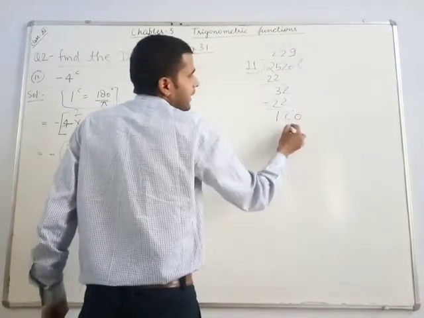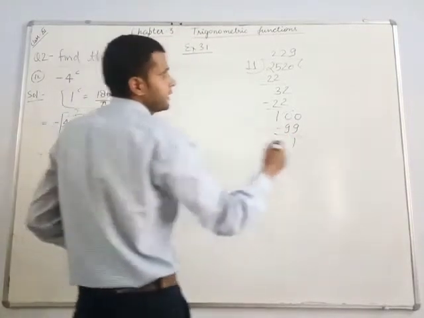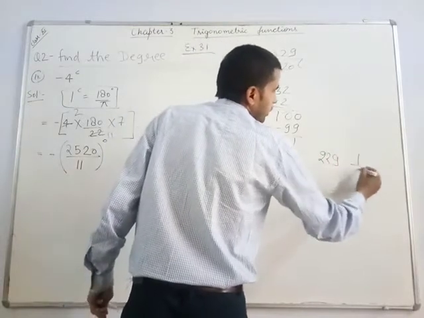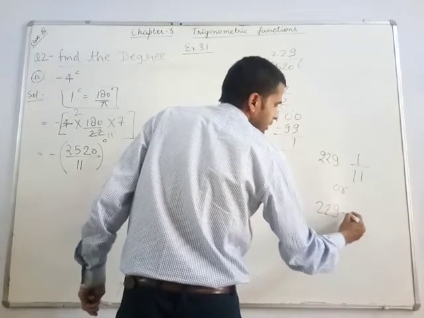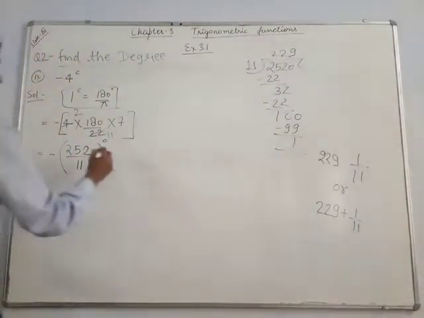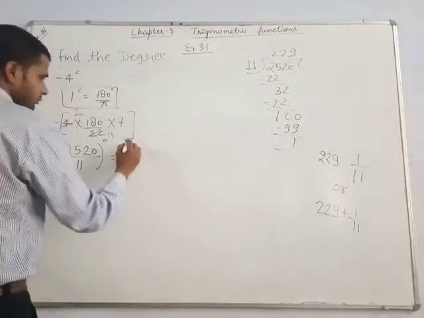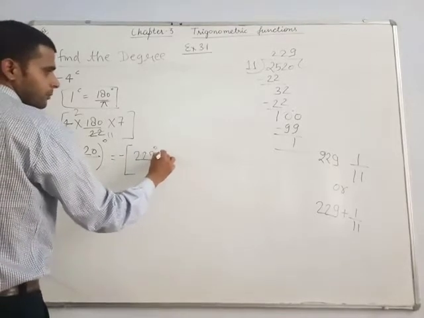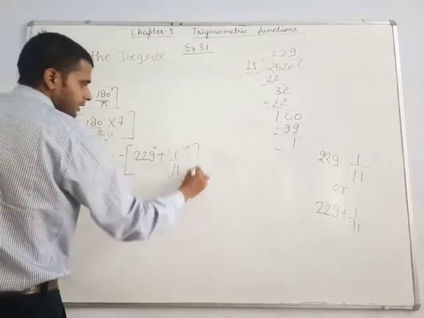11 9s are 99, 1. Right? So you have to write like this: 229 and 1 upon 11, or 229 plus 1 upon 11. The minus sign is there, so minus 229 degree plus 1 upon 11 degree. Right?